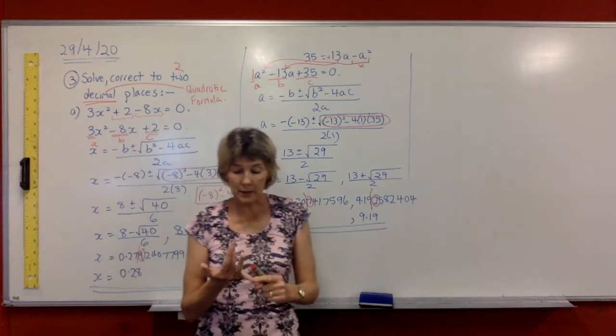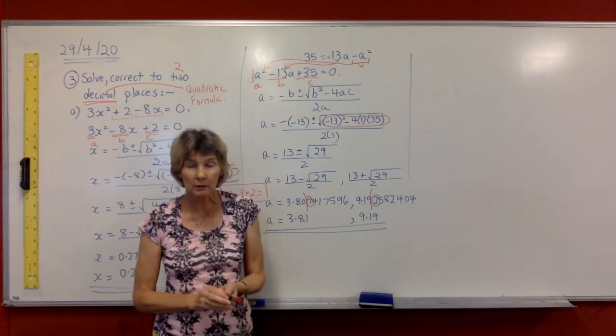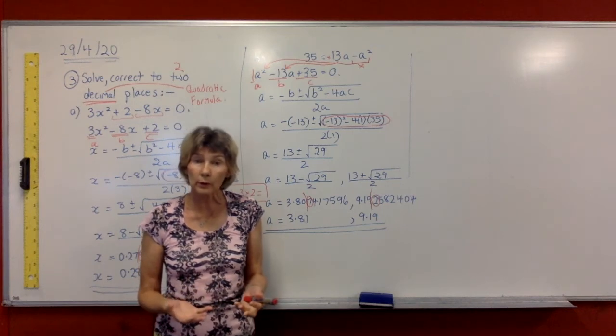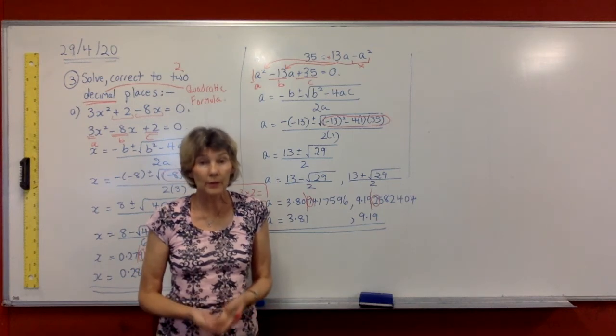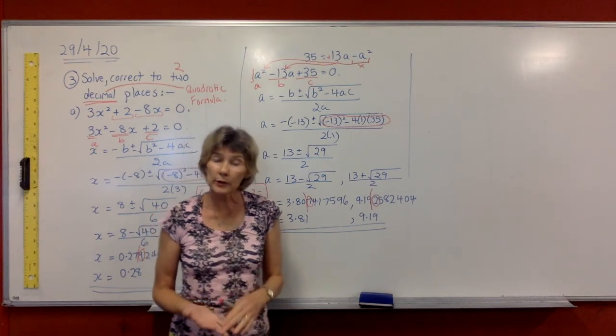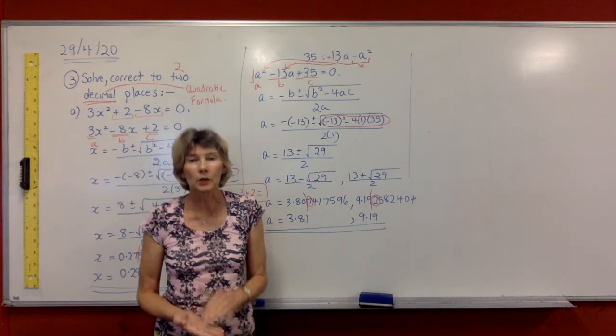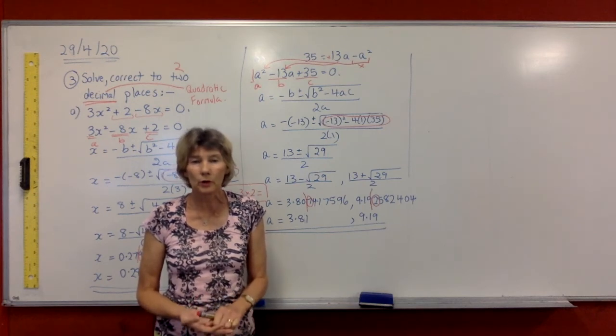Don't forget, if it says just solve, you have to try factorising first because you're not sure whether it will or not. So you've got to try factorising. If it doesn't factorise, you go to your quadratic formula. But if they use the word exact or decimal, you know that that's a hint to go straight to your formula and don't even bother trying to factorise.